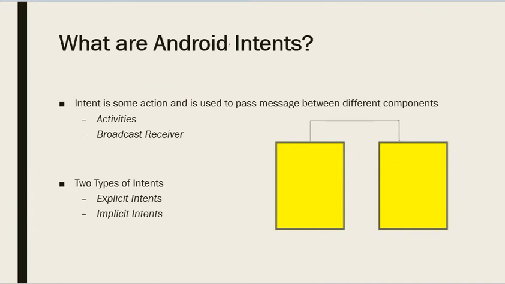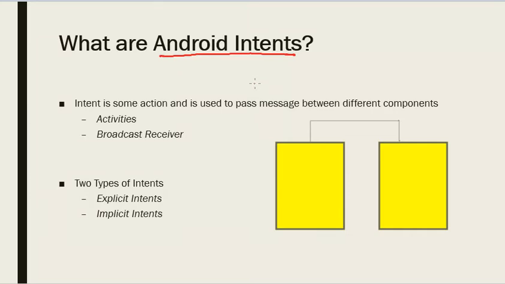What are Android intents? An intent is some kind of general operation, an action. This action can be of different types. For example, you may want to move from one activity to another: you click the login button and want to go into another activity inside the app. Or you want to move between fragments. You also have broadcast intents for broadcast receivers, or you may want to start a service or another background service. So you need intents for this purpose.